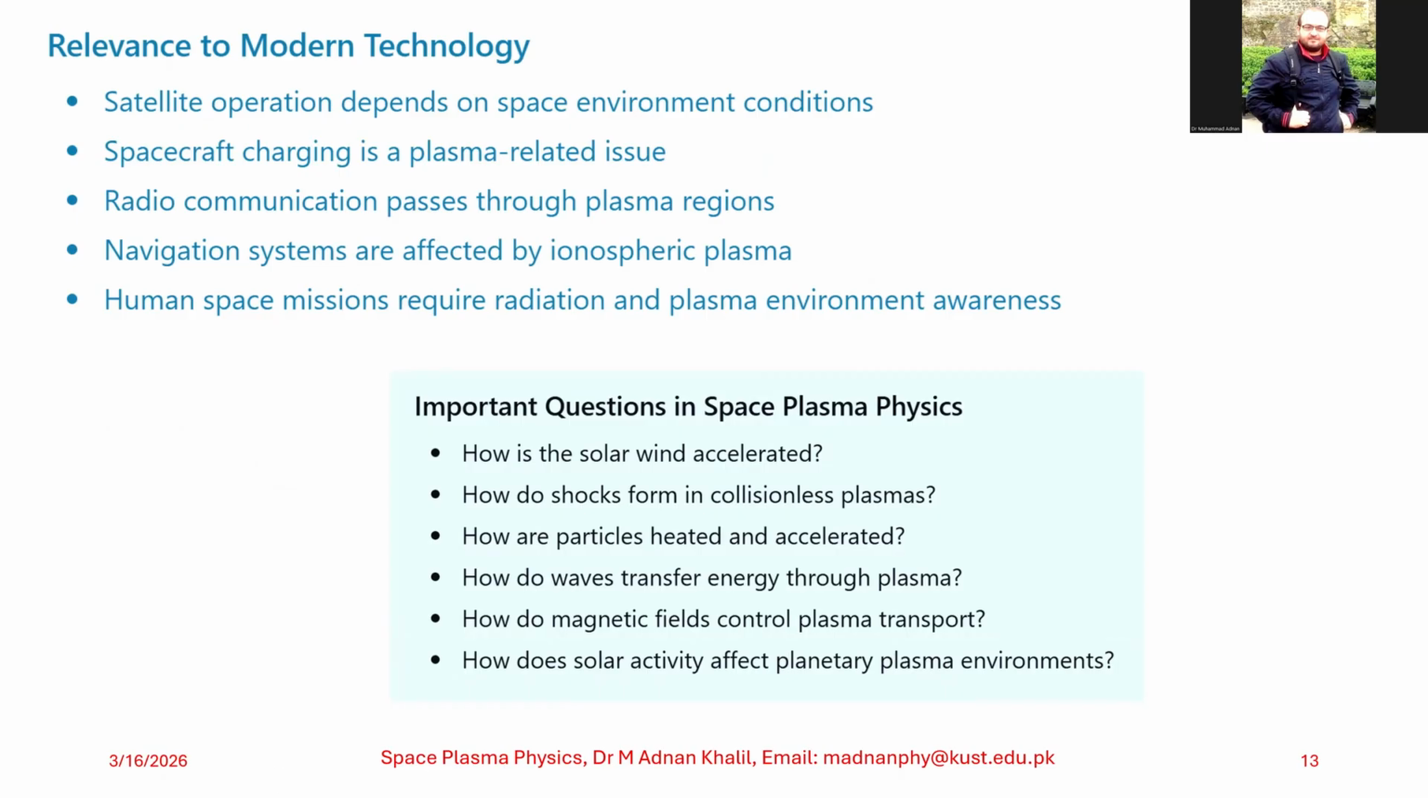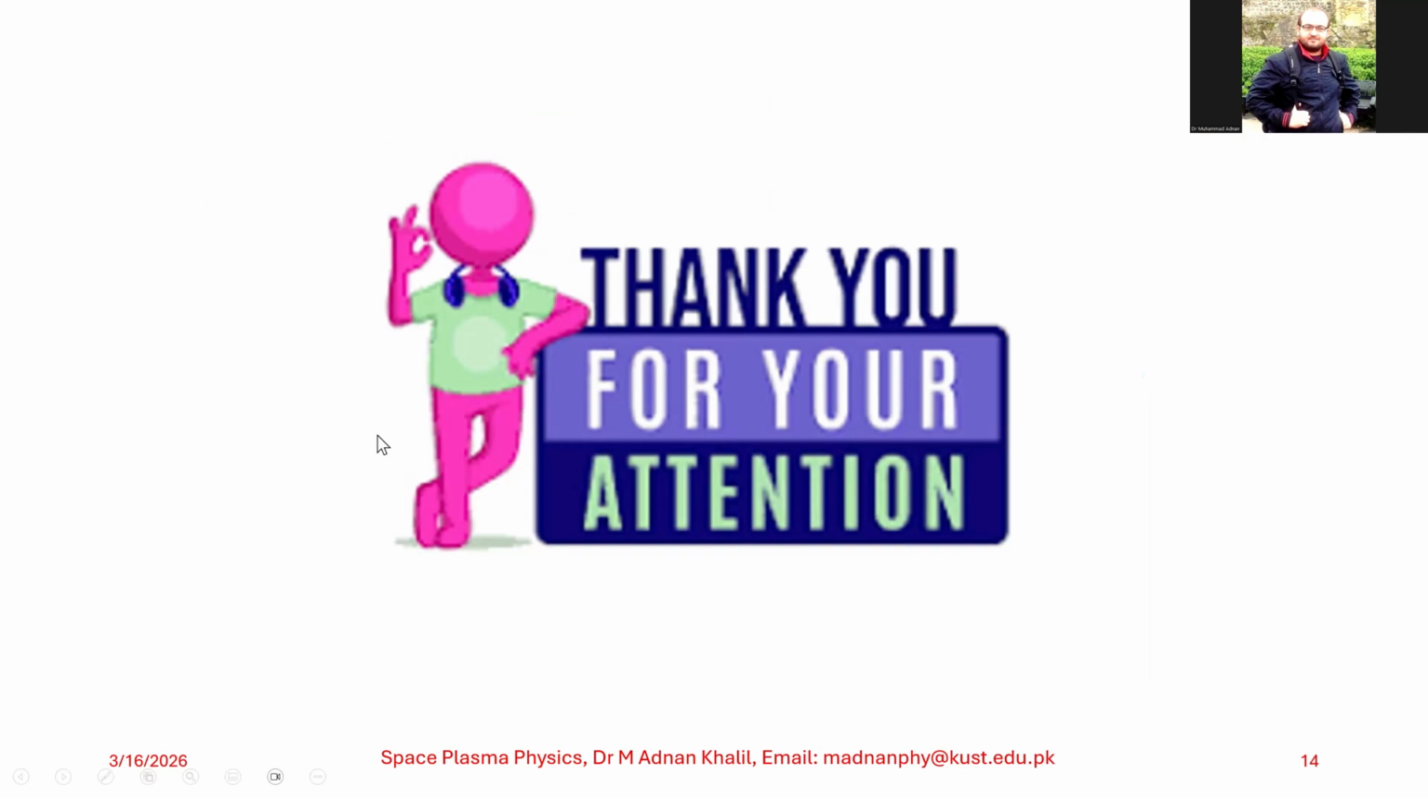This is the last slide: important questions in space plasma physics. How is the solar wind accelerated? With the help of those self-generated E field and B field, how do shocks form in a collisionless medium? How are particles heated and accelerated? How do waves transfer energy through plasma? How does the magnetic field control plasma transport? How does solar activity affect the planetary plasma environment? These are various questions that we can answer in this course over the coming 30 lectures.